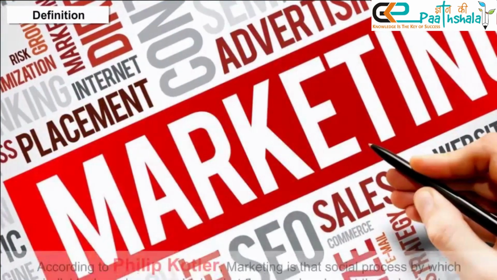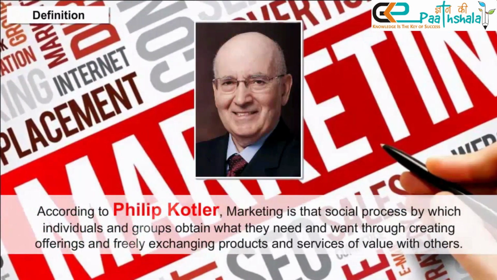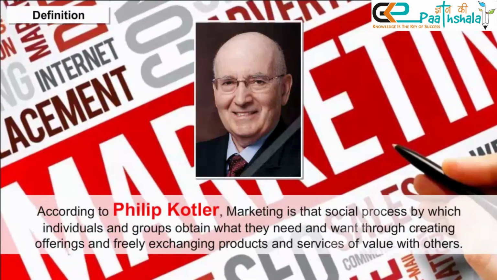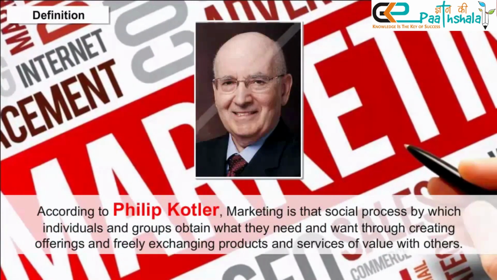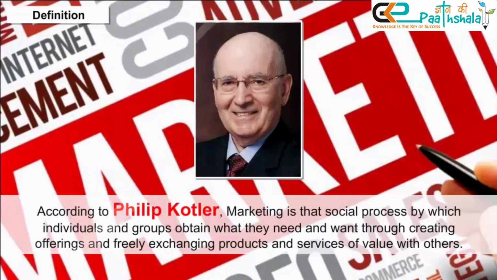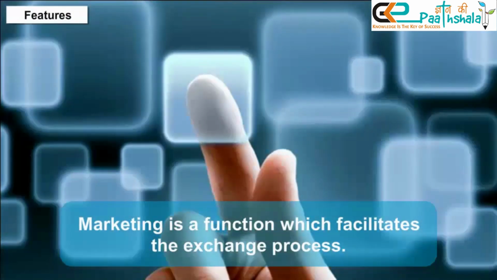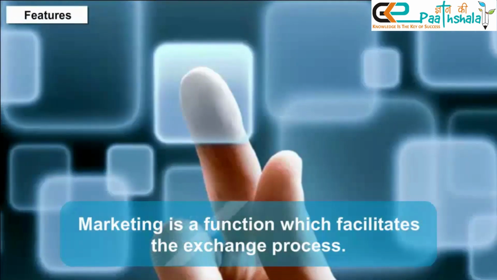Meaning and features. Definition. According to Philip Kotler, marketing is that social process by which individuals and groups obtain what they need and want through creating offerings and freely exchanging products and services of value with others. Features. Marketing is a function which facilitates the exchange process. Following are the main features of marketing.